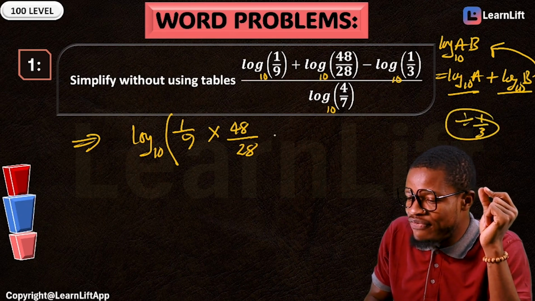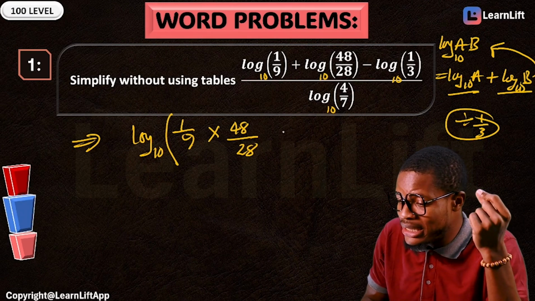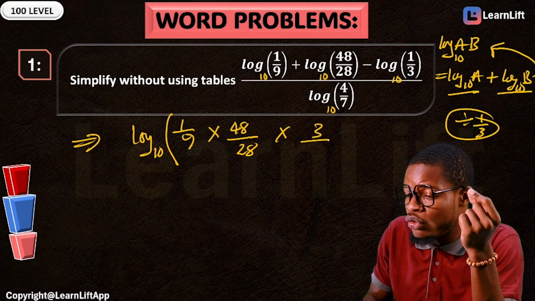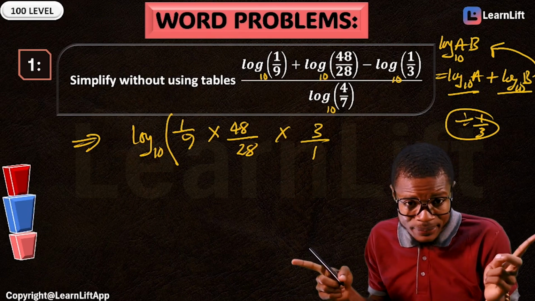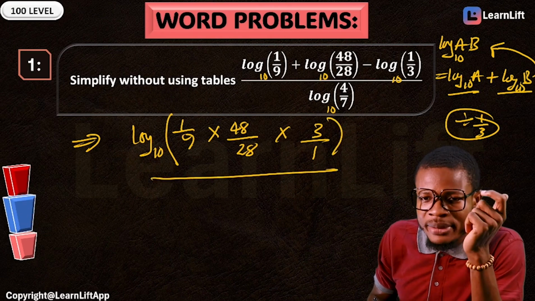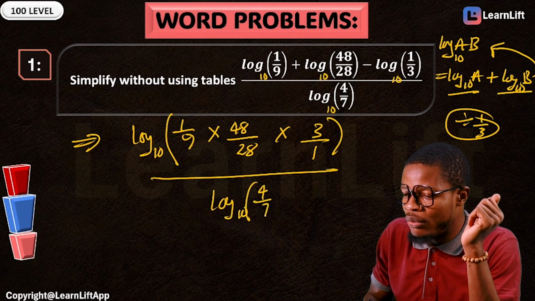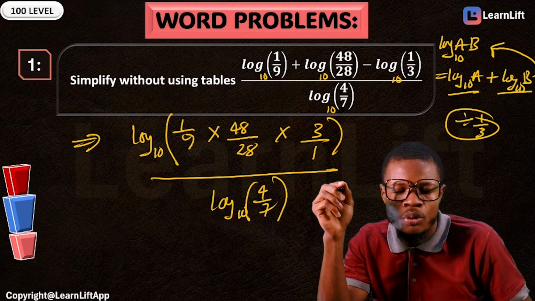But instead of writing divide by 1 over 3, can I change that divide to times? Yes, it will be times, and instead of 1 over 3, it will now be 3 over 1. So you see that I flipped it. Close the bracket. What is the denominator? The denominator is log base 10 of 4 over 7. Very simple and sharp.